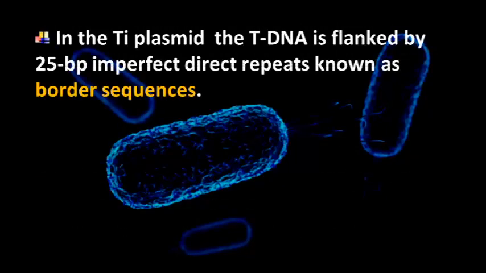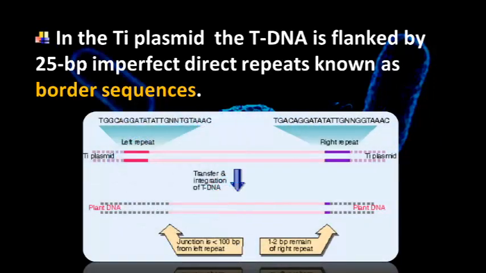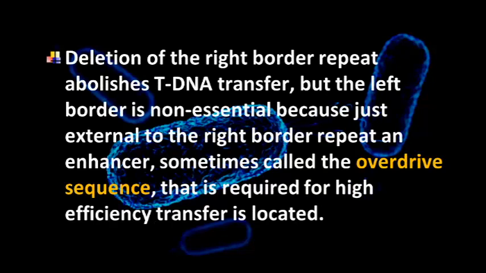T-DNA in the Ti plasmid is flanked by 25 base pair imperfect direct repeats known as border sequences. The border sequences are present at both ends of the T-DNA, known as the left border sequence and right border sequence according to their position. T-DNA has almost identical repeats of 25 base pairs at each end in the Ti plasmid. The right repeat is necessary for the transfer and integration to the plant genome.